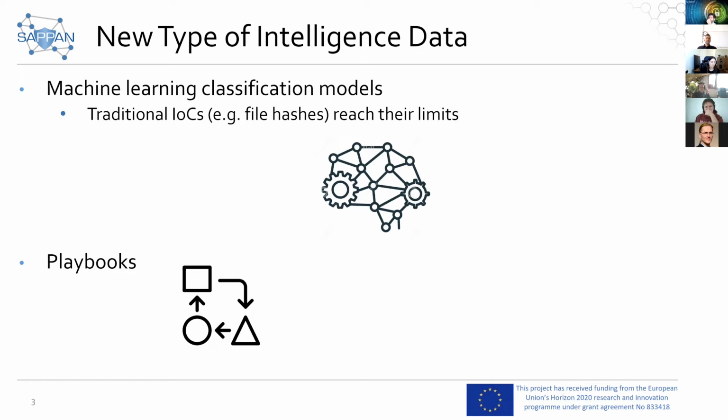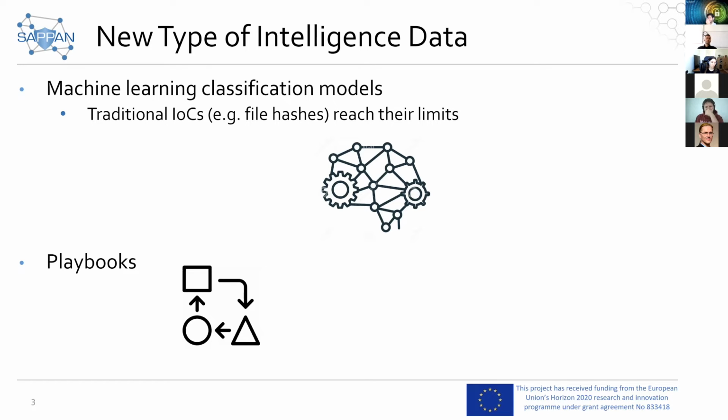We consider that the machine learning classification models, the classifiers, can be the new indicators of compromise. Why do we think that? Because they can capture more information. They have better expressive power than, for example, an IOC that we are using today. If we use a file hash, we have a hash of a particular file. But when we use a classifier, then we can probably classify the whole family of similar files.